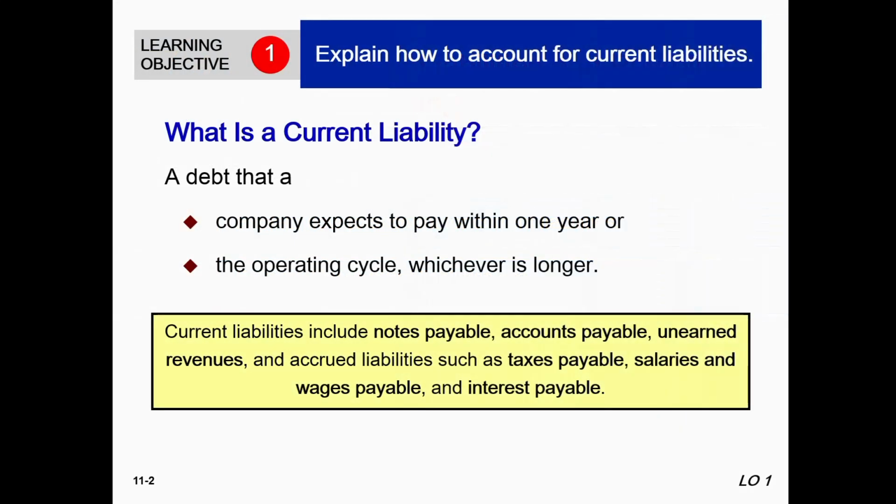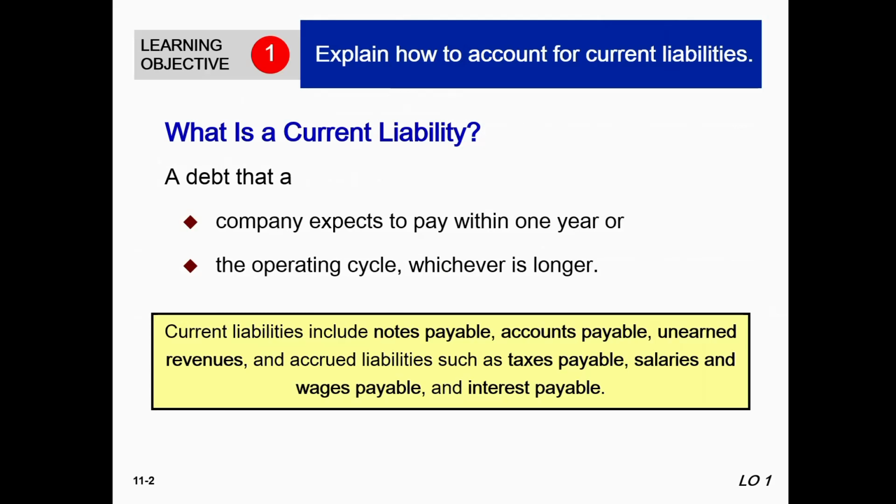Starting with the definition of current liabilities, what is a proper definition of a current liability? It is borrowed money, or you can say it's a loan or a debt that a company is supposed to pay back within 1 year or operating cycle. Now, which one will we choose, either 1 year or operating cycle? The rule says whichever is longer.